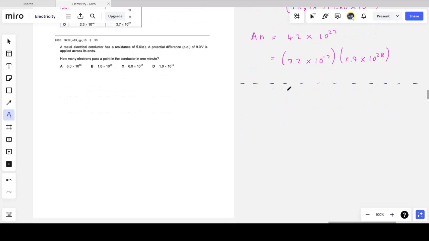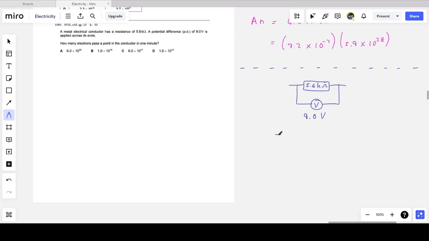Okay, so it might just be worth me drawing a simple diagram of what's happening. So here's my conductor, whatever it is. I'm going to draw it as a resistor just because we have a resistance value. I'm going to say the resistor has 5.6 kilo ohms of resistance, and we attach a voltmeter across the resistor, and we find that the potential difference is 9 volts. We want to find how many electrons pass a single point in the conductor in a minute. And so I'm going to apply Ohm's law here. I is equal to V over R.